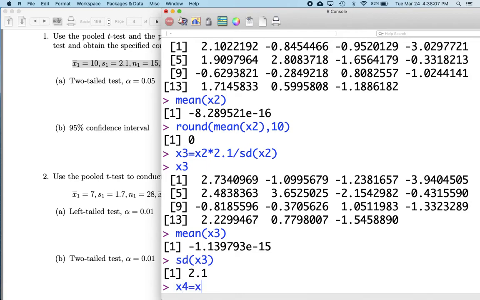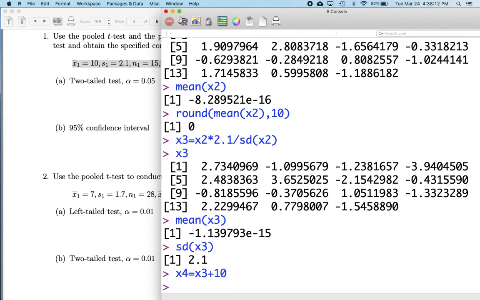So what I'm going to do is take all the values in x3 and add 10 to it. And now we've done it.